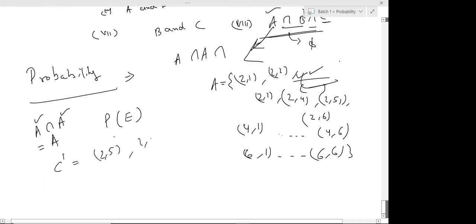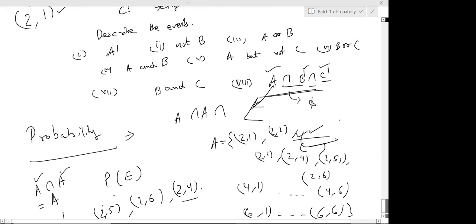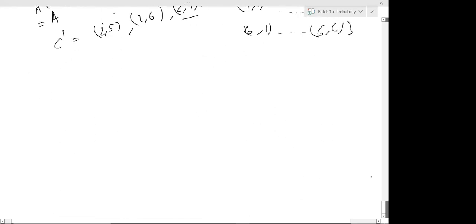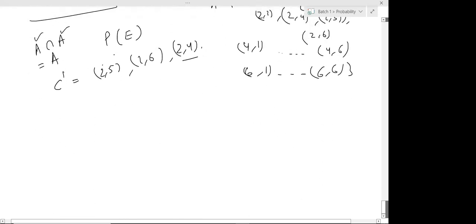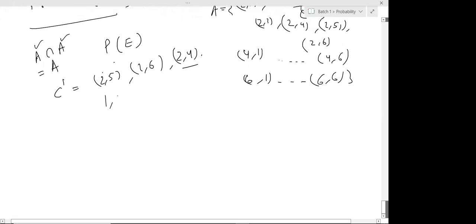2, 5, 2, 6, then 4, 2, 4, 3, 4, 4, 4, 5. This 2 cannot be in C dash. 2, 5. Why not 2, 4? Sir, 2, 4 is possible. Right? Possible. So yes. You missed that. So 2, 4, 2, 5. Also, why not start with 1? Is 1, 5 not possible? Sir, I'm reading from the order I wrote. Sorry? From which order I wrote? Okay, you wrote first the even, then odd. Yes, sir. Okay, all right.